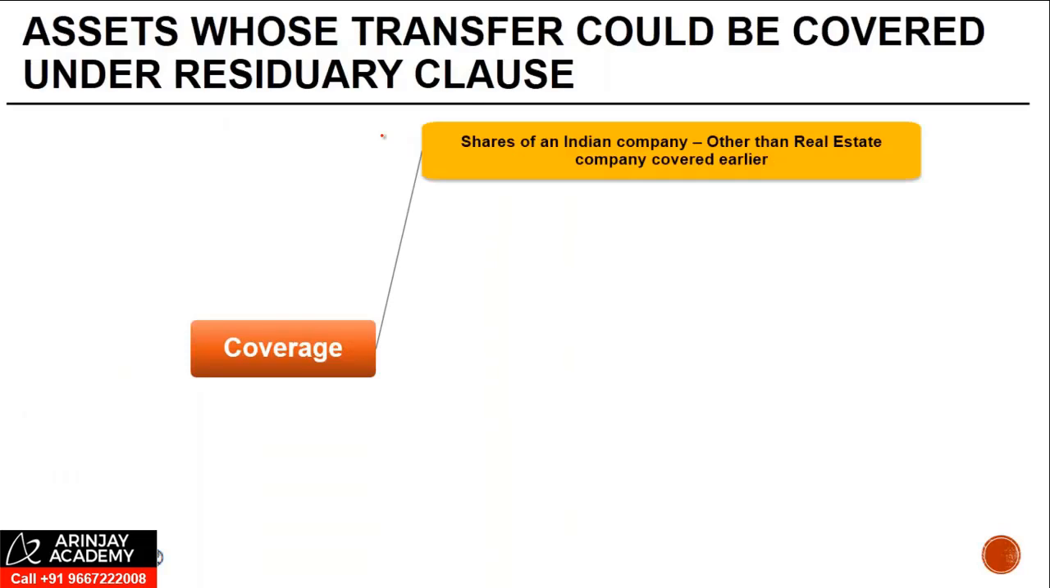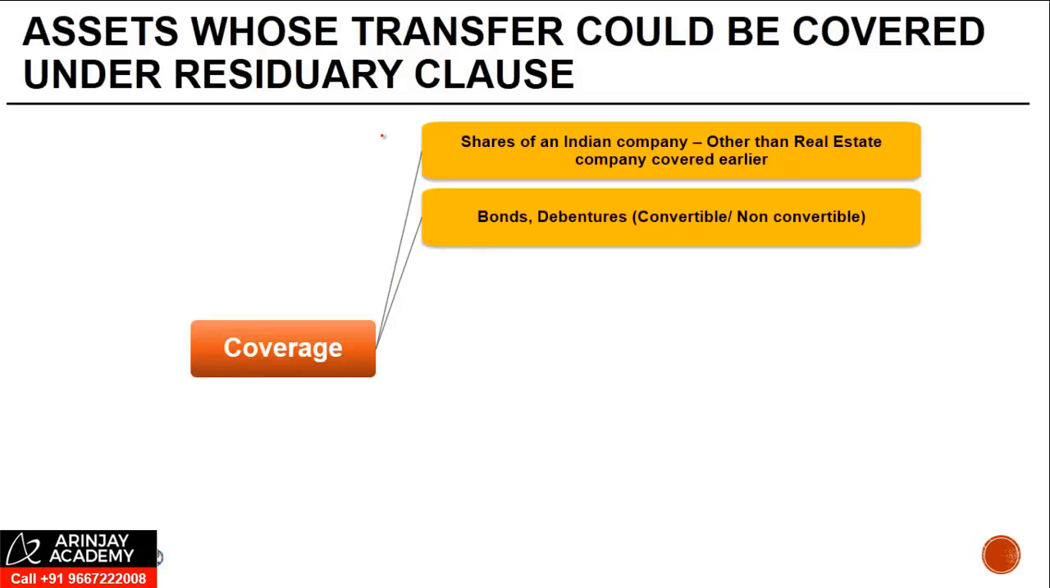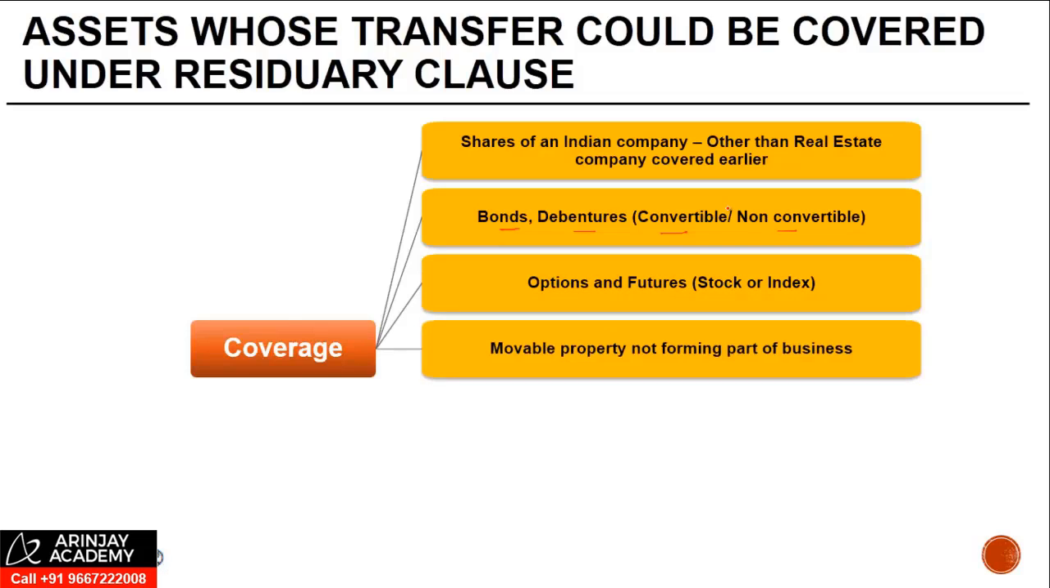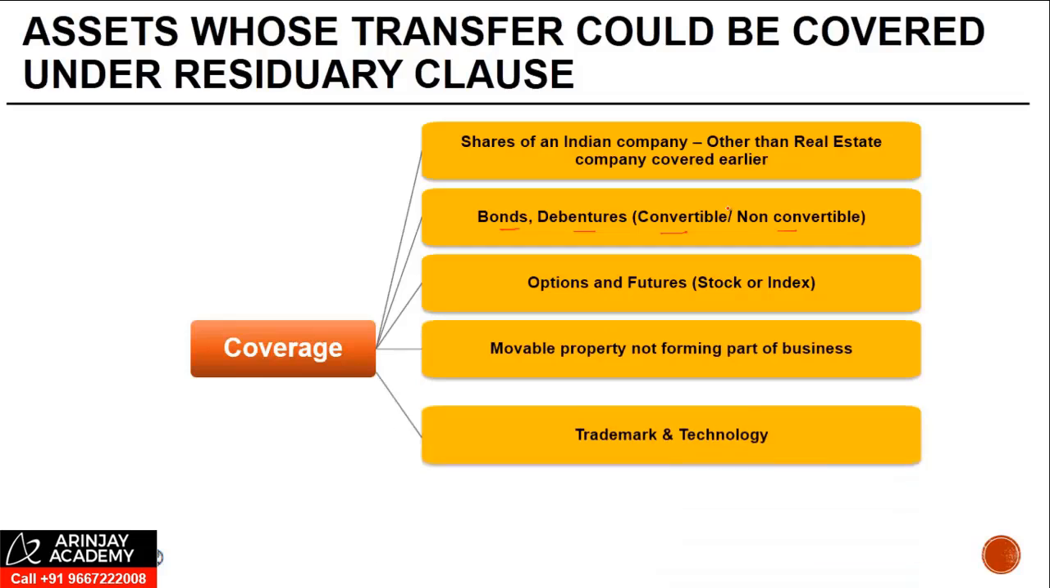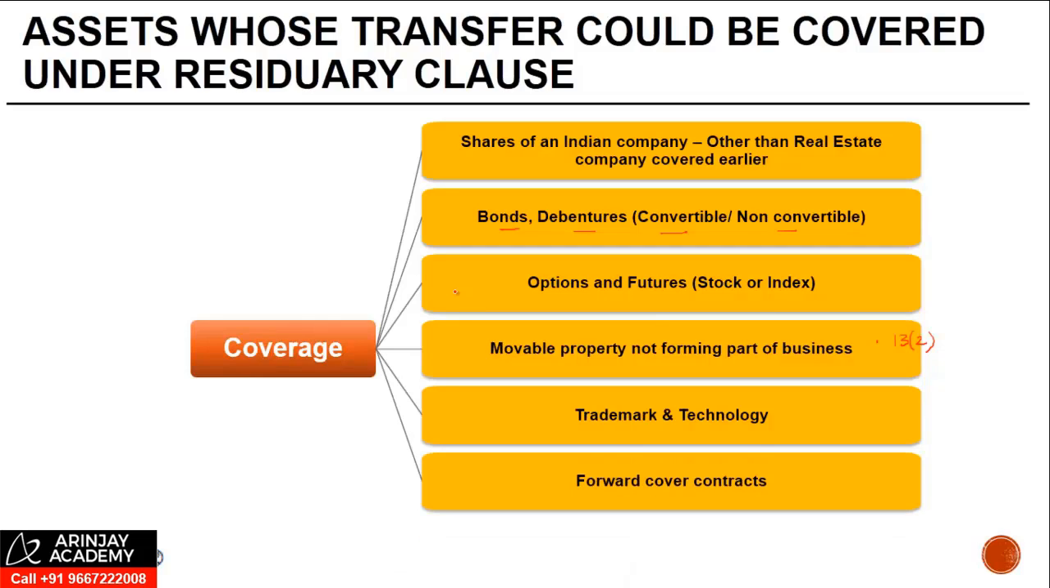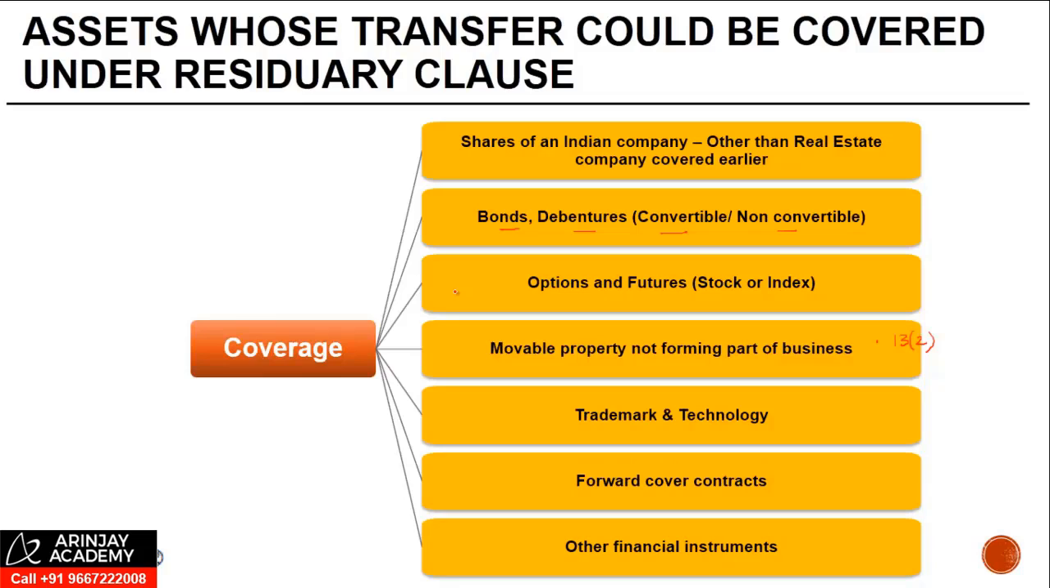So you may have shares of an Indian company, but other than the real estate company, which was covered earlier in Article 13, paragraph 4, bonds, debentures, these could be convertible or non-convertible, doesn't make a difference. Options and futures, movable property not forming part of business. The one forming part of business was covered as a part of Article 13.2. Trademark and technology, or for that matter, most of the intangibles, forward cover contracts, and any other financial instrument.